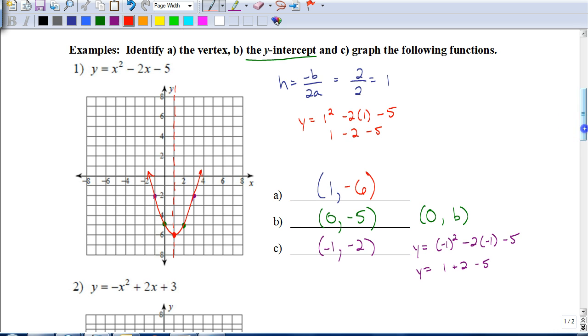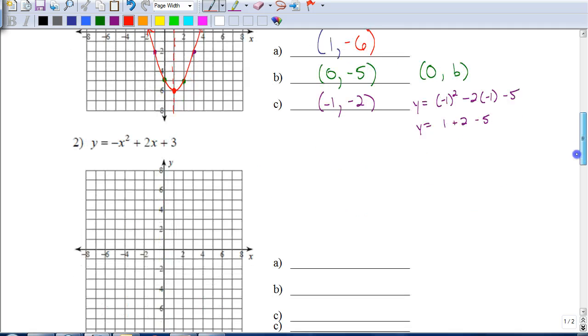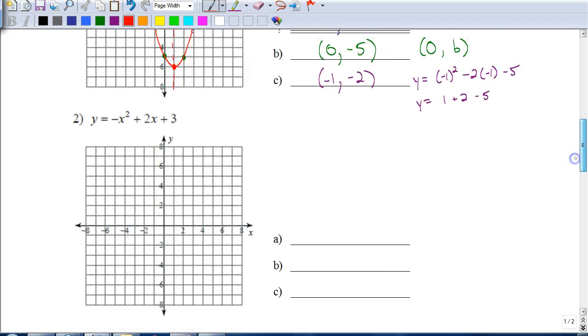Okay, let's try another one together. Again, our first step is to figure out what our vertex is. So we take the opposite of b divided by 2a. The opposite of b is 2. A is negative 1, so 2 times negative 1 is negative 2. So again, we get 1 for the x value of our vertex.